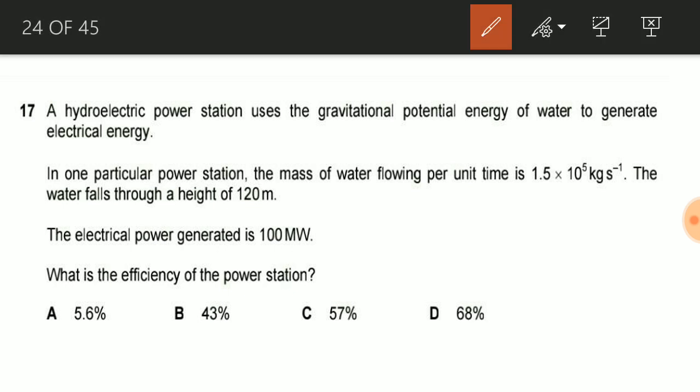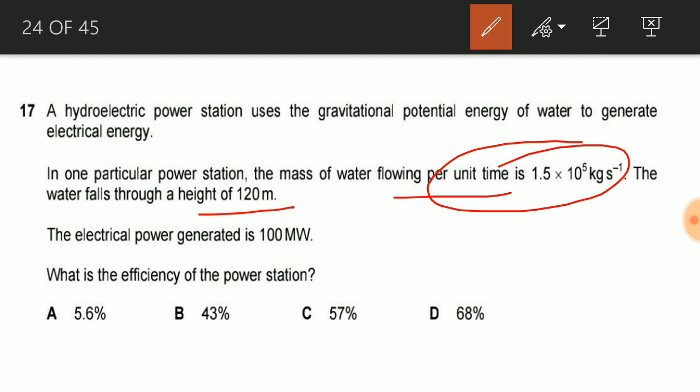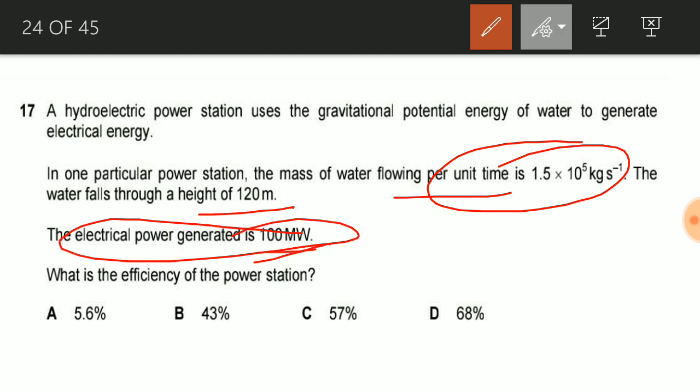In this question, a hydro power station uses gravitational power. So if we see, this is the mass per unit time that the power station is using, and this is the height, and this power is generated by that hydro station. It means the output power is this. Now we need to find the input power.